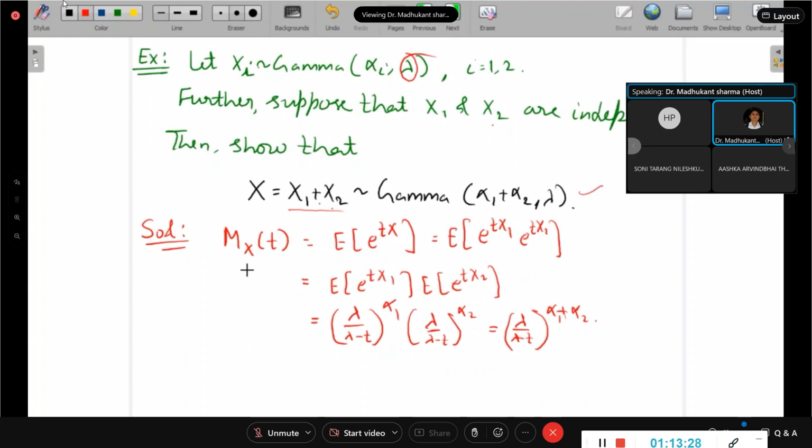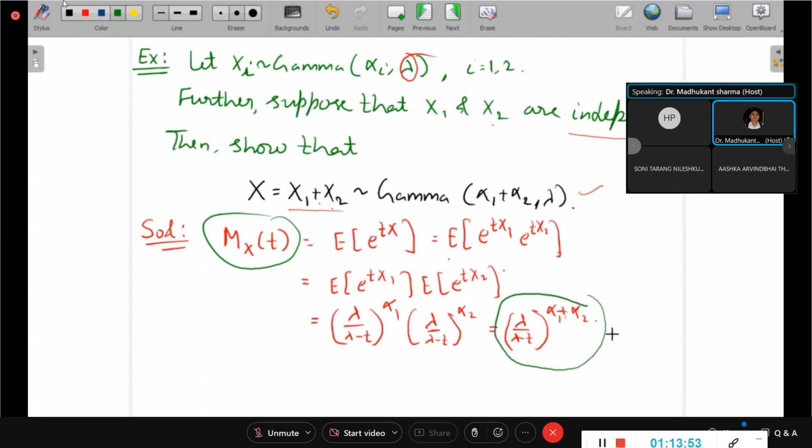Whenever you have independent random variables and you are trying to identify the distribution of the sum, the immediate help you will take is the moment generating function. You can use the independence of the random variables easily, and you know the individual distributions, so it clearly identifies that the sum of two independent gamma distributed random variables is again a gamma distribution.